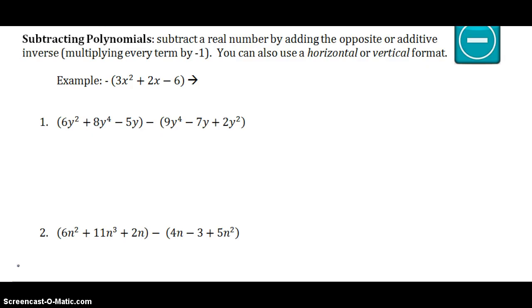On our second page, we're going to be subtracting polynomials. Remember that there's really no such thing as subtraction. You're really adding a negative, or adding the opposite, also known as the additive inverse. Basically, we're going to end up multiplying every term by -1. That's the bottom line right here. To subtract polynomials, you're going to multiply every term in the second polynomial by -1. So you can again do it horizontally or vertically. I told you I typically do these horizontally. That's just the way I'm most comfortable.